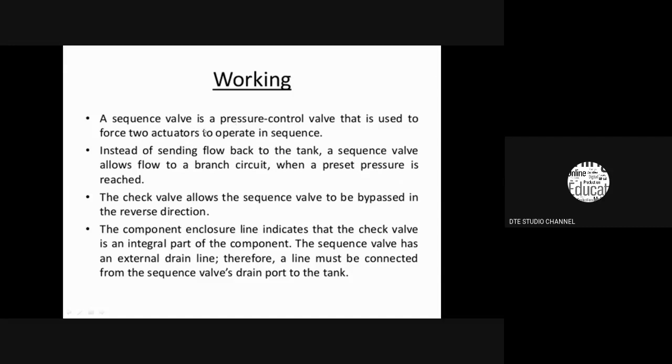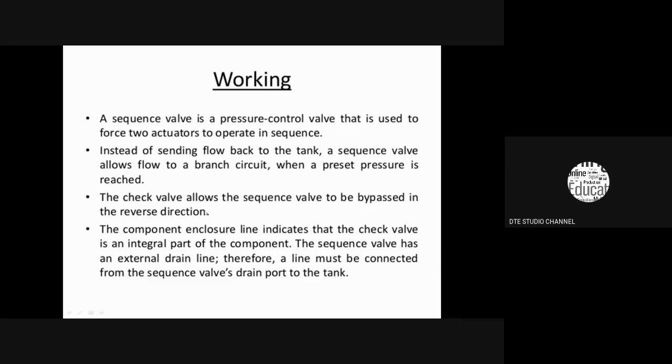A sequence valve is a pressure relief valve, and a number of pressure relief valves are connected in between the actuators. Instead of sending the flow back to the tank, a sequence valve allows the flow to a branch circuit when a preset pressure is reached. The meaning of this sentence is there is no need of connecting the pressure port and tank port to each actuator. And by using one pressure port, all the actuators run sequentially.